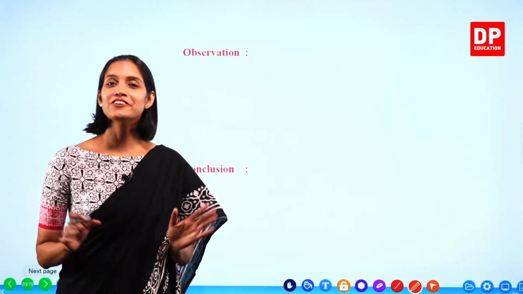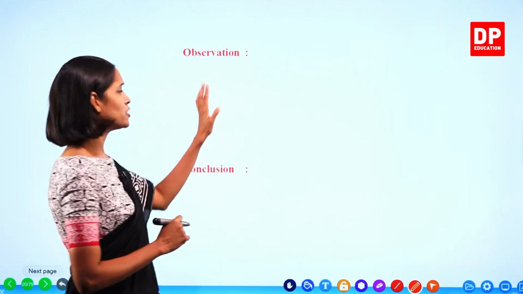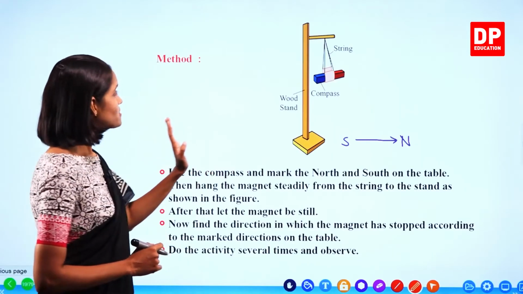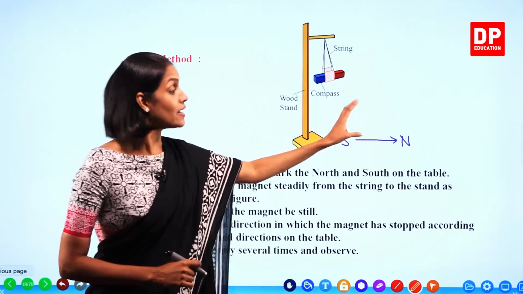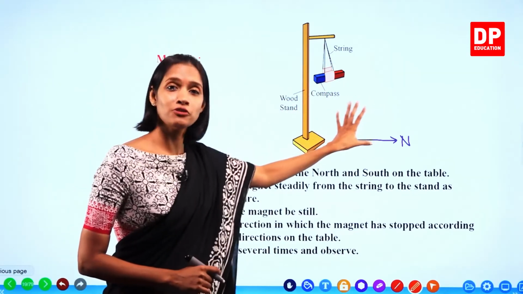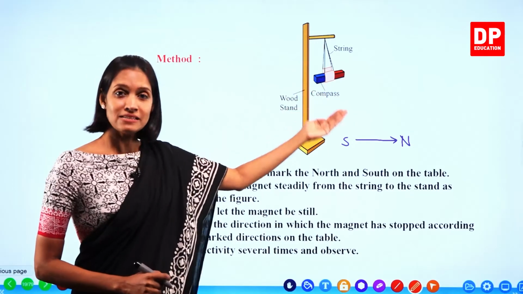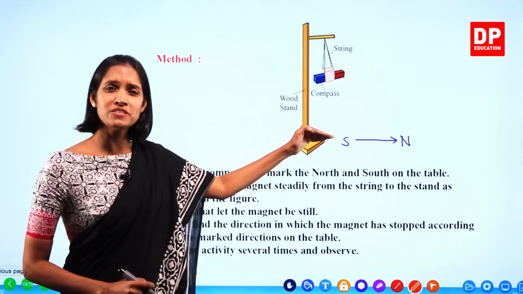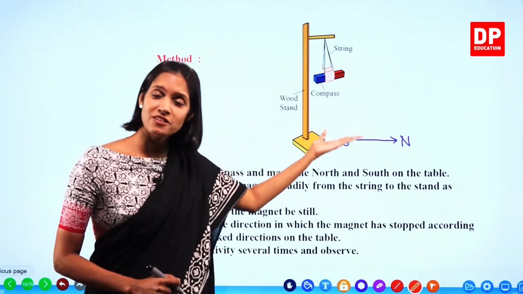Okay, children. So you observed what happened. After doing the activity, I hope this is very clear now. What was the observation? Do you remember what we did? First we mark the north-south directions on the table, and then we have to hang the magnet and let it be still, right? And then when it becomes still, we have to observe how it becomes still. There's a certain, specific way.